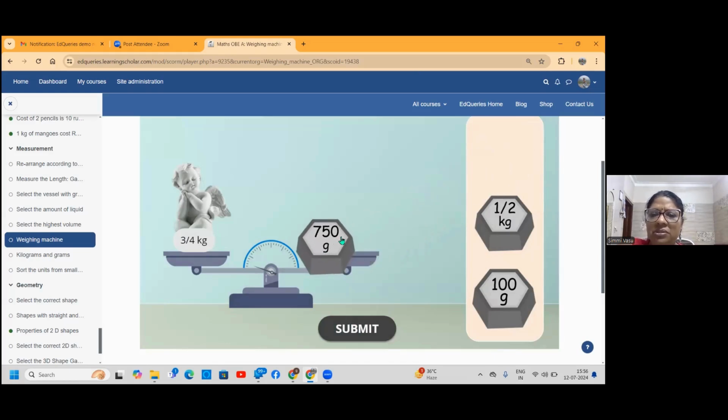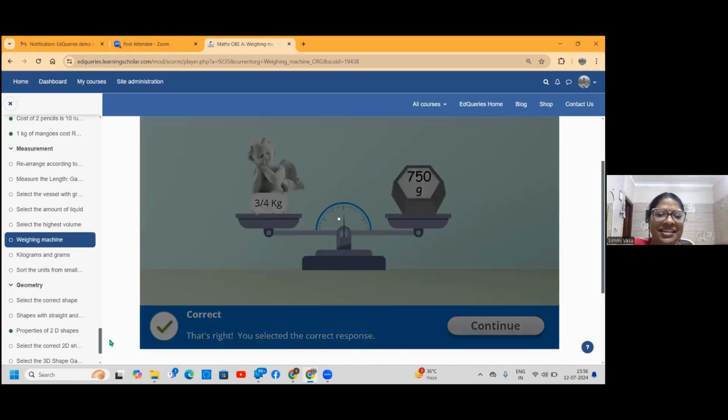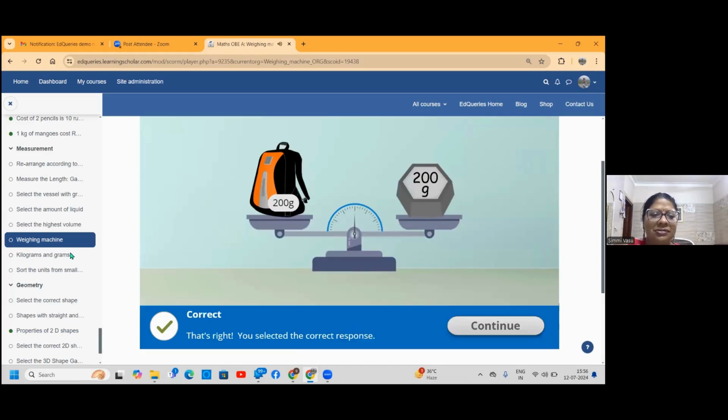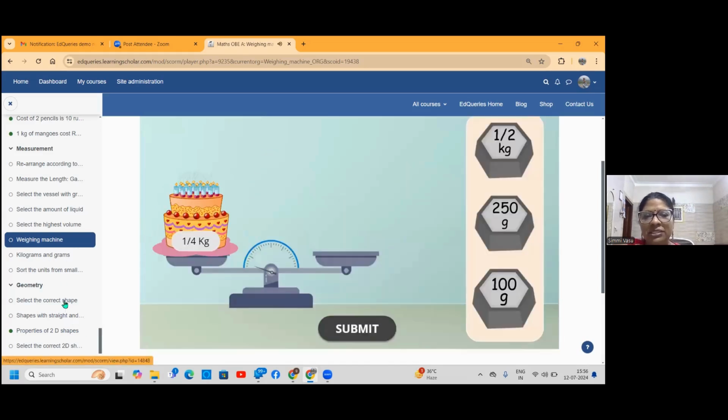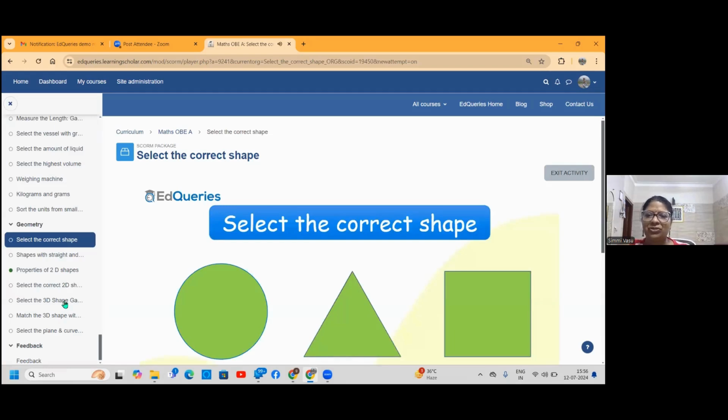50 grams. Good job. 200 grams. Good job. Then we come to the geometry part of it, which is select the correct shape. In this game, select the correct shape, then click submit. Here the children know shapes, the basic and the advanced ones.